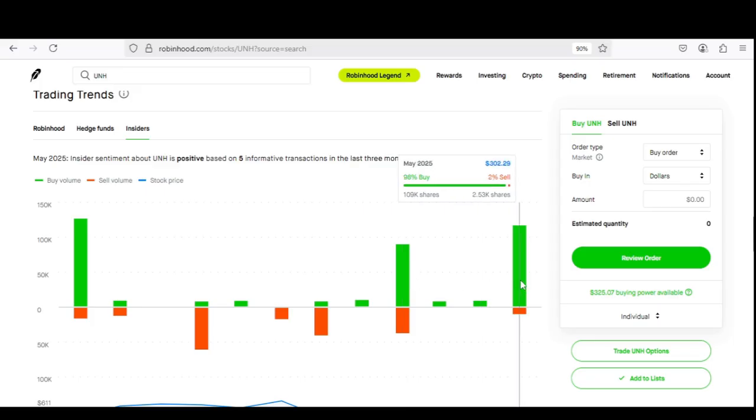The reason why this one is my favorite is because the insiders have more information than we do. They're privy to a lot more sensitive information, so they're better able to make a decision. So, as you can see here, they're absolutely gobbling this thing up.